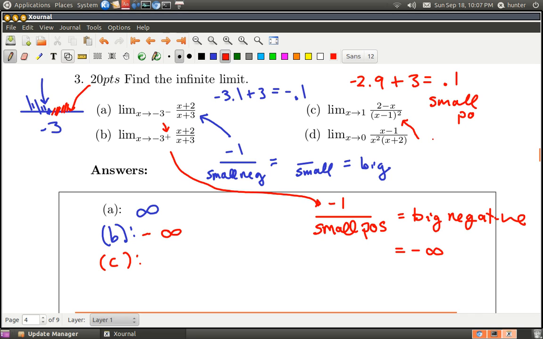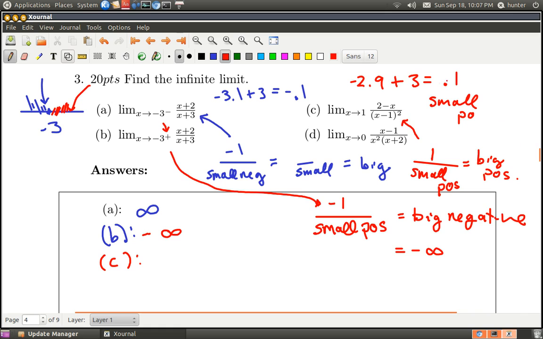So what happens as x gets closer to 1? They don't give us a side here, so let's just imagine that x is close to 1. On top we're going to have something like 2 minus 1, which is 1. And on the bottom we're going to have something really tiny, right? Because x is going to be close to 1, and we're going to square it, and the square is going to make it positive, whatever it is. Okay, so it's small positive. So the reciprocal of a small positive is a big positive.